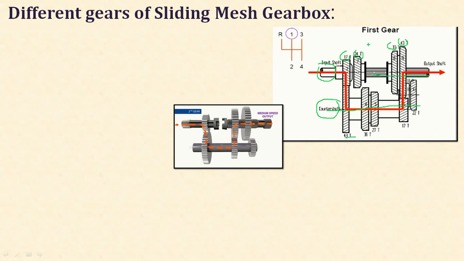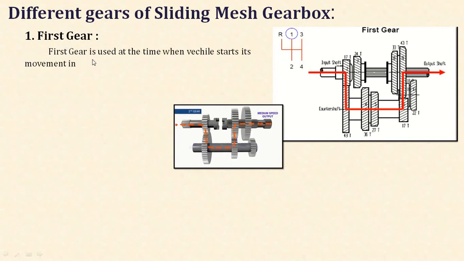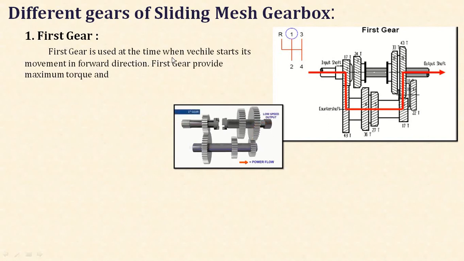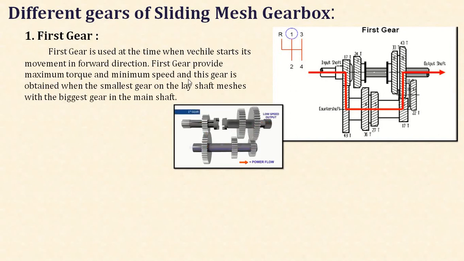For the first gear transmission, the first gear is used when the vehicle starts its momentum in the forward direction. The first gear provides the maximum torque and minimum speed, and this gear is obtained when the smallest gear on the lay shaft meshes with the biggest gear on the main shaft. Now you can see in the figure the smallest gear on the lay shaft meshing with the biggest gear on the main shaft.